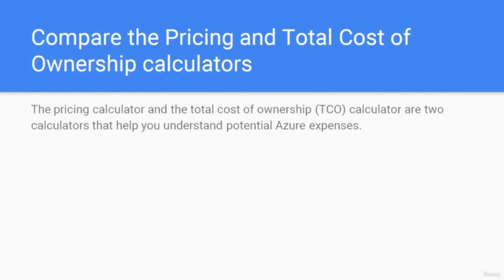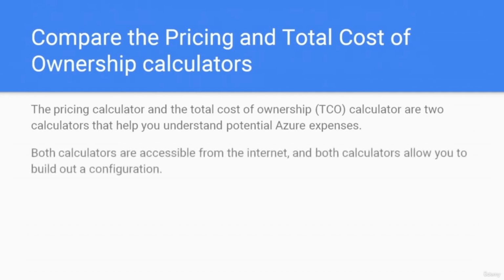Compare the pricing and total cost of ownership calculator. The pricing calculator and the total cost of ownership TCO calculator are two calculators that help you understand potential Azure expenses. Both calculators are accessible from the internet, and both calculators allow you to build out a configuration. However, the two calculators have very different purposes.